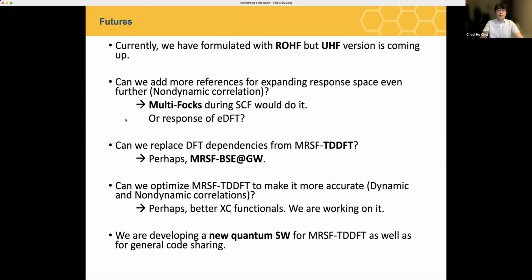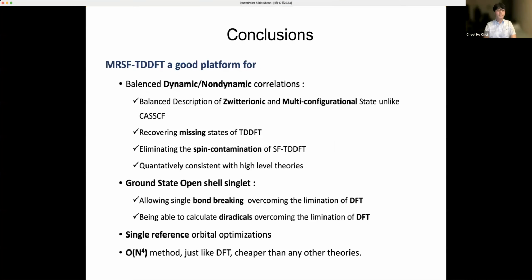So what are the features of our theory? Right now, we have formulated the RHF-based version, but we will soon have UHF versions, and we are also trying to improve other functionalities. So the conclusion is that our theory is, I think, a good platform for balancing dynamic and non-dynamic correlations. Therefore, we could properly describe zwitterionic and multi-configurational electronic states. It also eliminates the spin contamination of simple TDDFT, so you don't have to worry about that. And it looks quantitatively consistent with high-level theories.